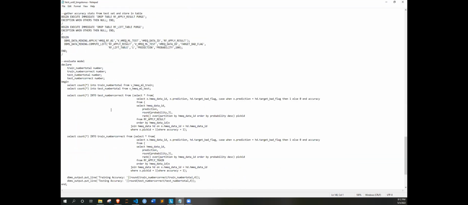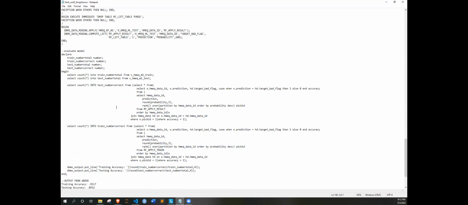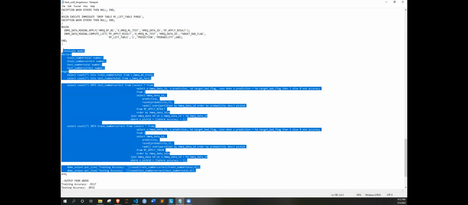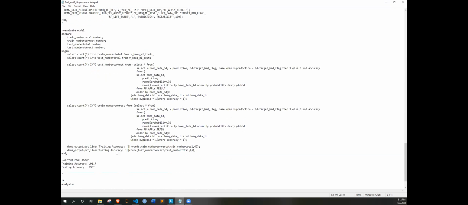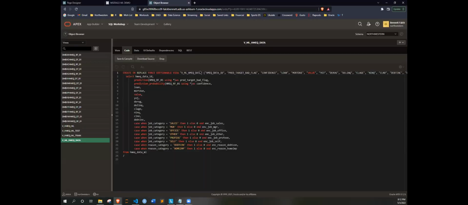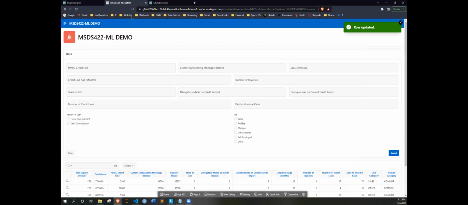I'm not going to get into that because I think it would be beyond the 5 minutes that I have. But using this script, we can test the accuracy of the model. That outputs 91% accuracy on the training and 89% accuracy on the testing. So basically what that ends up with is this form that you can see here.